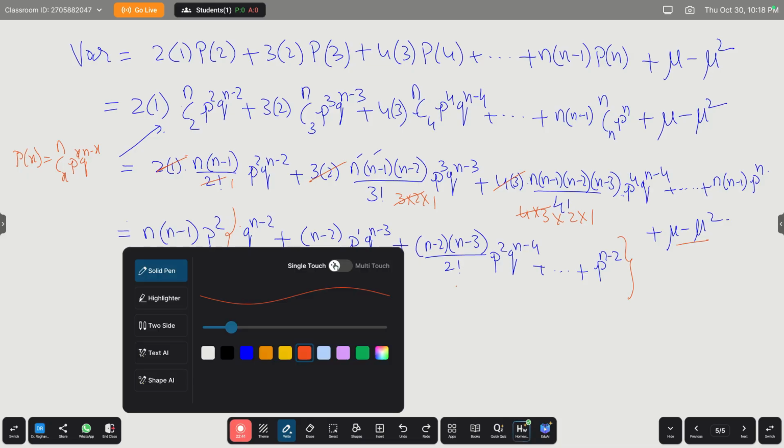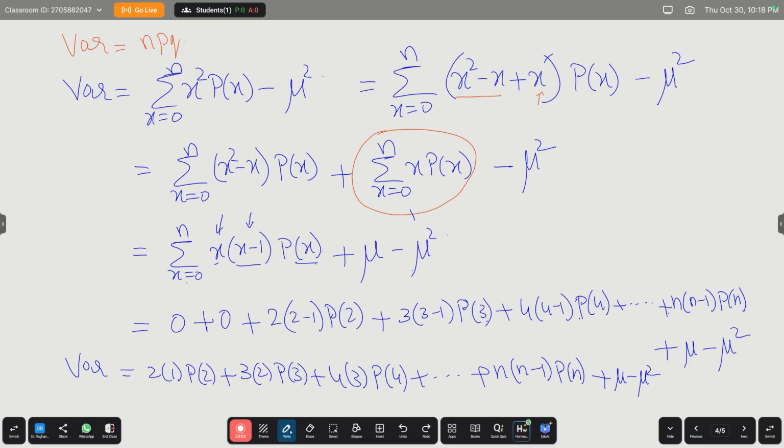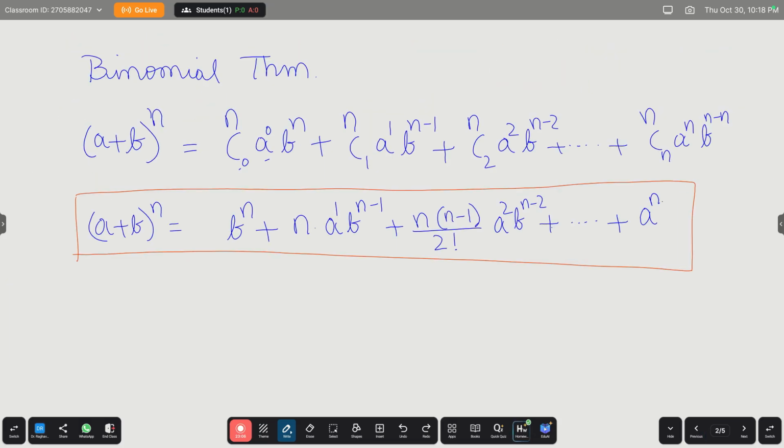Once that is done, you just have to not forget this mu and minus mu square. Okay. And now if you observe carefully, whatever I have written in the square bracket, it is the binomial expansion of p plus q whole power n minus 2. Okay. Just to recall what is binomial, here it is. So a plus b whole power n is this, there it is, instead of a plus b, it is p plus q. And power n here and there it is power n minus 2.